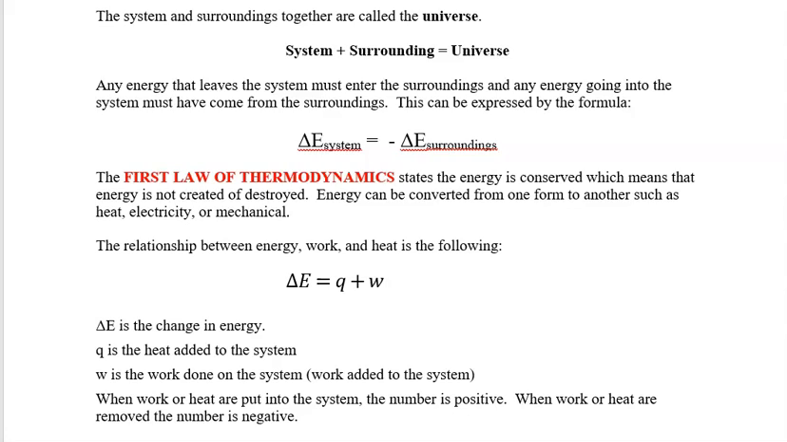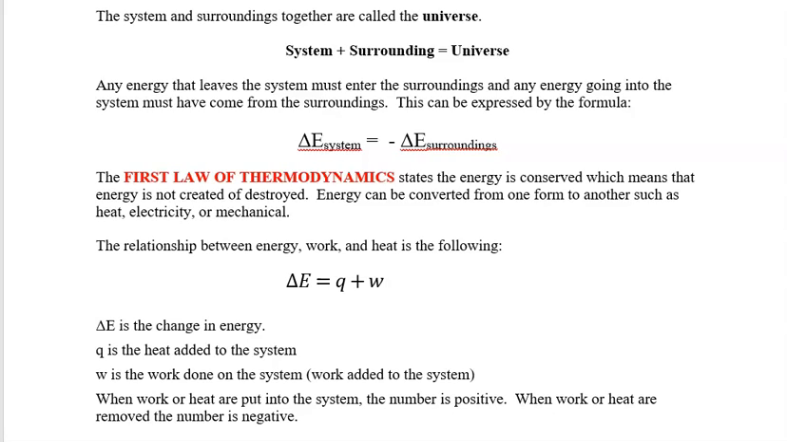So if you add energy to the system, you've subtracted that much energy from the surroundings. And if energy goes out of the system into the surroundings, that would be negative energy for the system. That same amount of positive energy, positive delta E, would go into the surroundings. So the two have to always be equal and opposite.